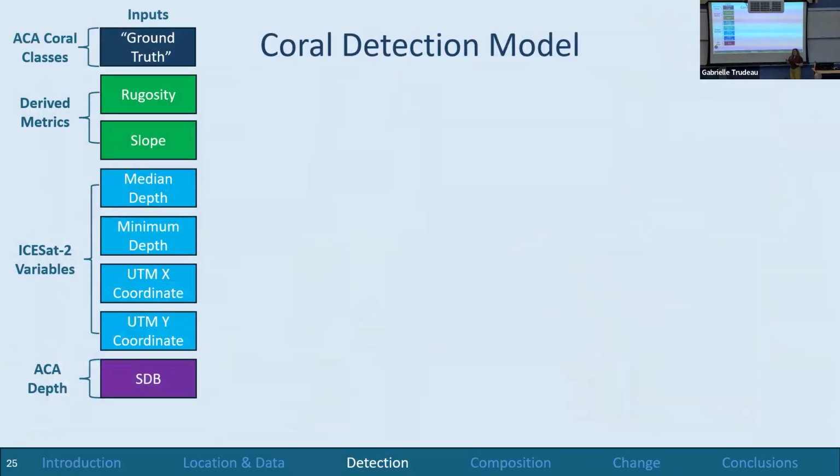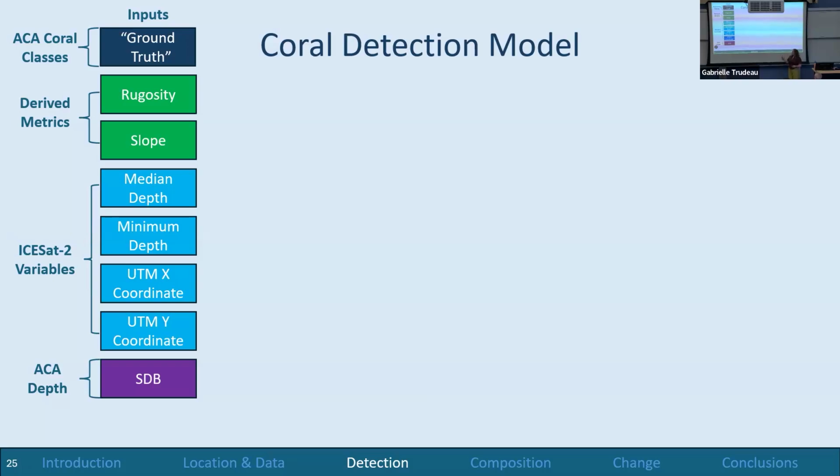Let's talk about what the detection model looks like. As inputs, I'm going to take in a ground truth data set that I am creating. It's in quotes because I'm creating it using a bunch of different data sets. I'm going to use those Allen coral classes that we talked about that were produced by the global reef mapping system. I'm going to take the things that are classified as coral and georeference them with my ICESat-2 tracks so I can identify where coral is on this reef.